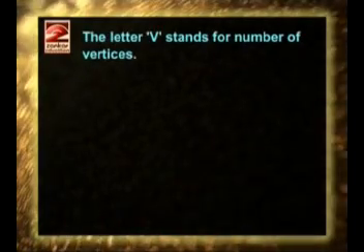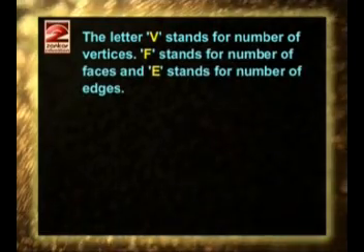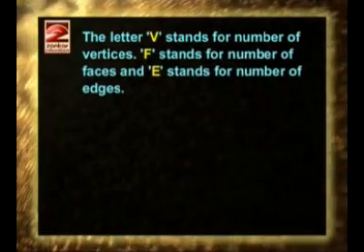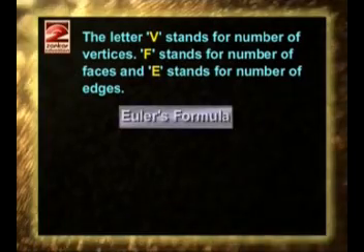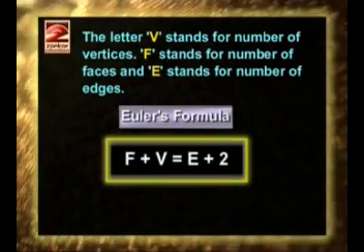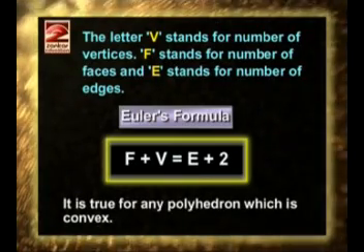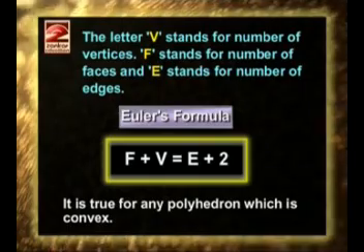The letter V stands for number of vertices, F stands for number of faces, and E stands for number of edges. So the Euler formula is F plus V is equal to E plus 2. It is true for any polyhedron which is convex.